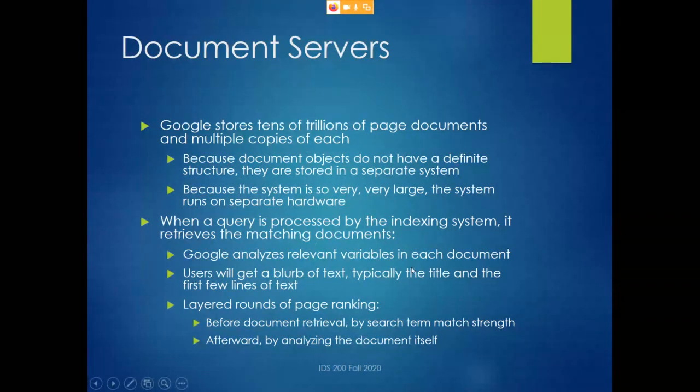So anytime a query gets processed by the indexing system, Google doesn't use the raw documents. Instead, all of the documents are pre-processed. For example, what the users get is a blurb of text, typically the title and the first few lines, and then a whole set of literally hundreds of relevant variables for each document that Google uses to determine how the page should rank. And of course, there's going to be multiple rounds of page ranking. So for one, before Google looks at the document, it's going to simply recover the search term match strength. Are these terms contained in the document at all?